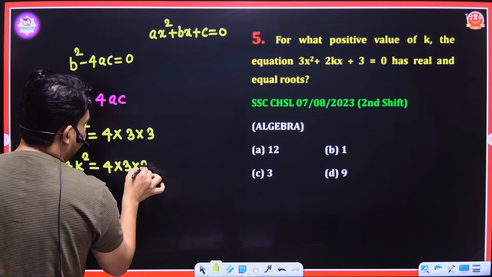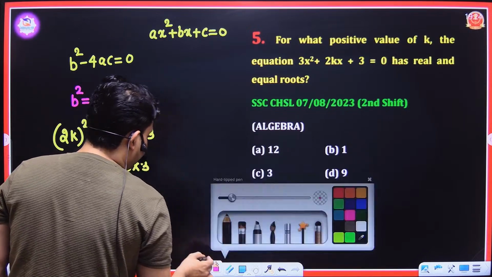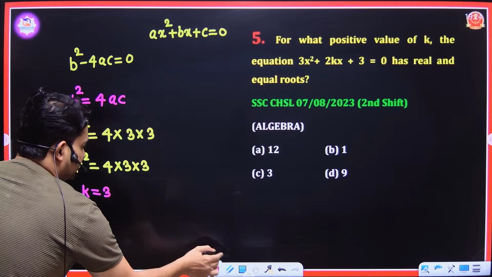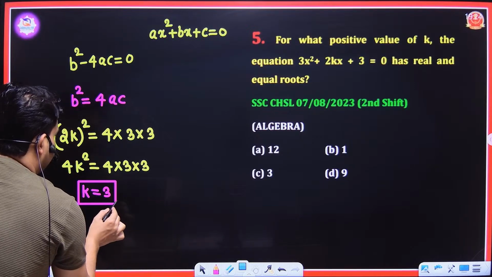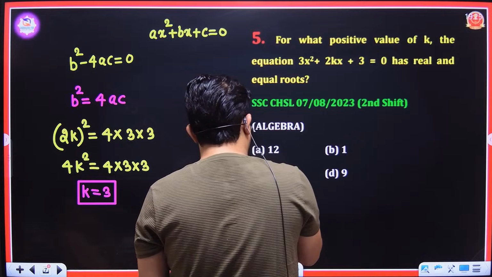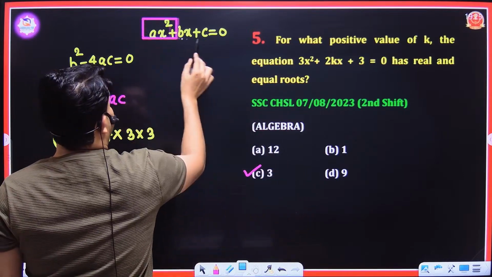4 into 3 into 3. 4 will be cancelled out. Then we have k is equal to 3. That is our answer. So for k equal to 3, this quadratic equation has equal and real roots. So this one is the concept.